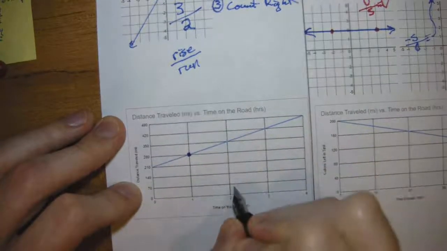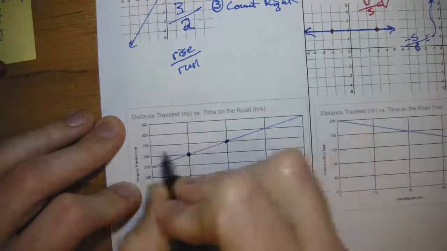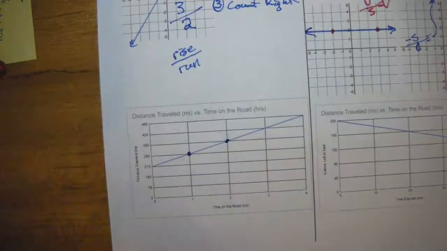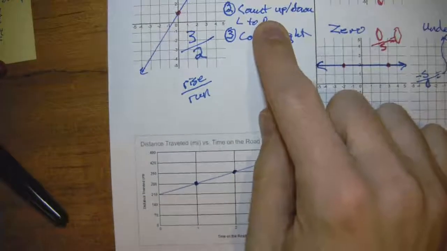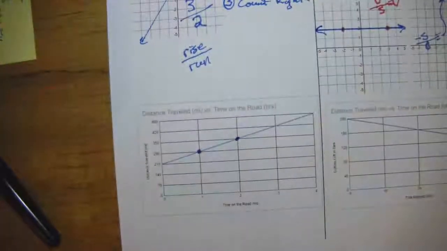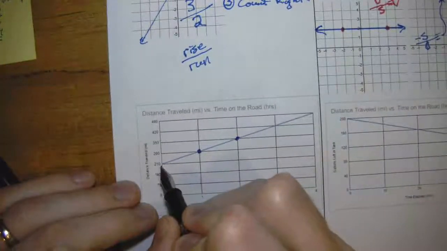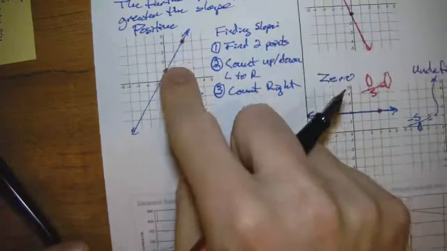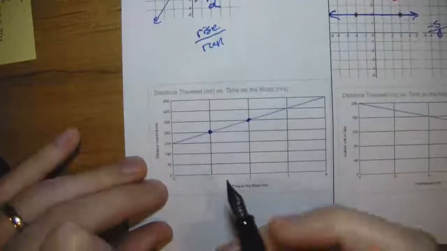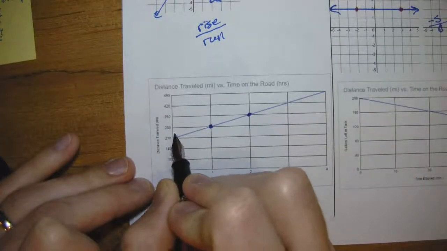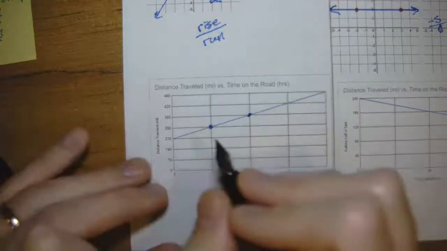So I'm going to grab this point here at 2, 350. The first thing we're told to do is to count up or down. Well, the one thing I noticed with this graph is that it doesn't count upwards 1, 2, 3, 4 like we did here. It looks like it's counting up 70 every time. Notice we go 70, 140, 210, and so on. So it's going up 70 every go around.